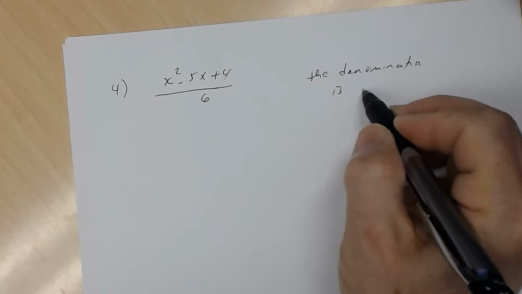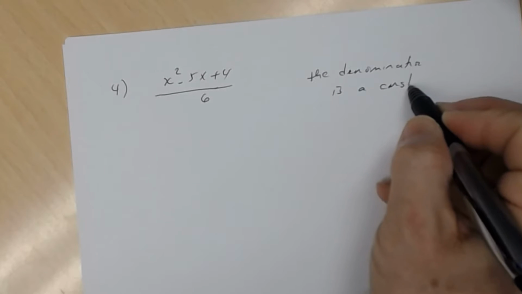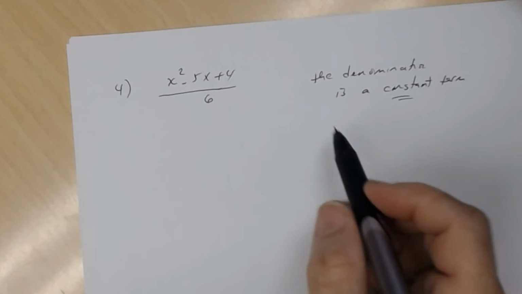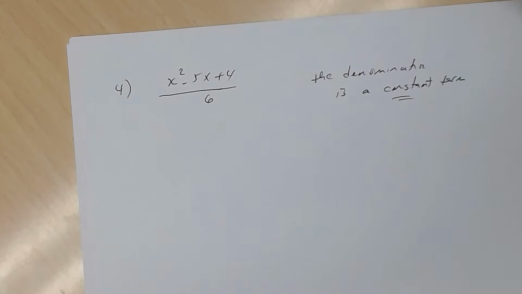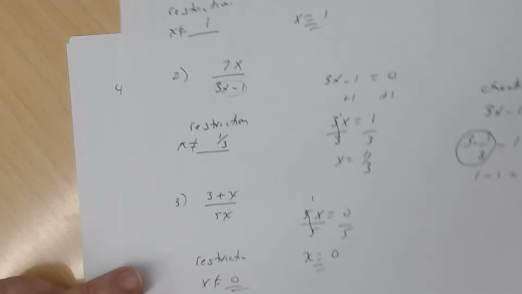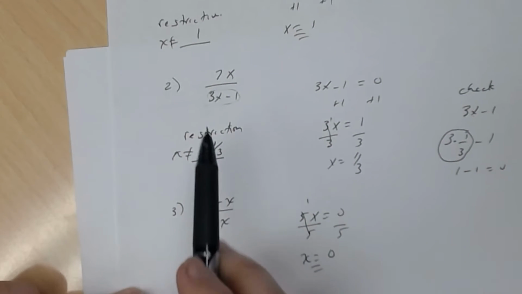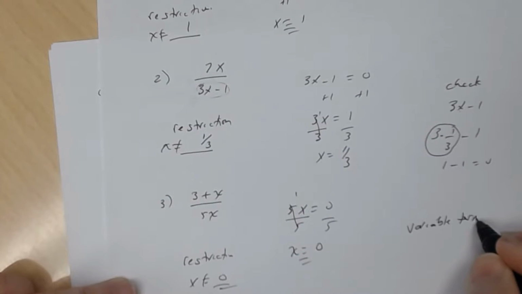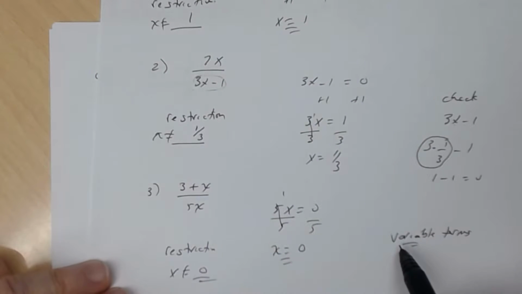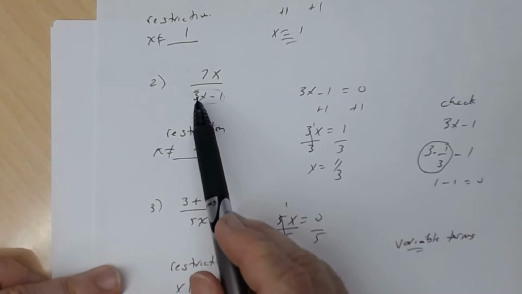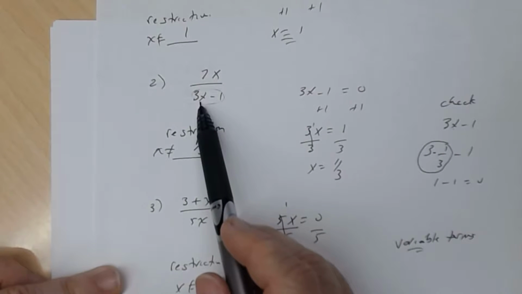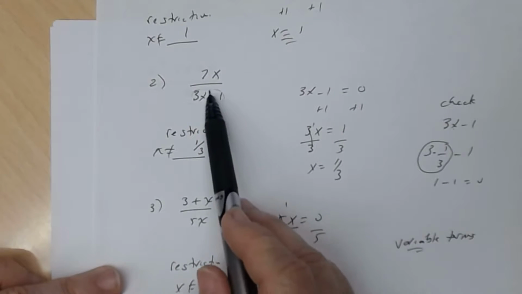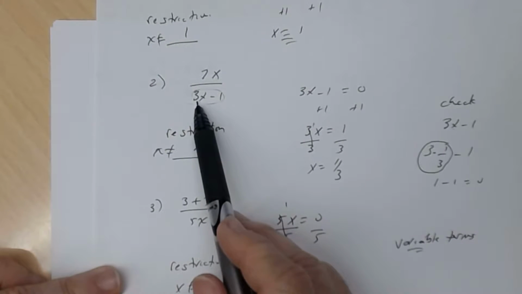It's a constant term. Constant meaning that it won't change. It's always going to be 6. Here, this denominator, for example, is a variable term. These denominators are variable terms. Right in the word, variable. So they vary. They change depending on what x is. If I let x be 1, I get a number. If I let x equal 2, I get a different number. If I let x equal 3, I get a different number, and so on.